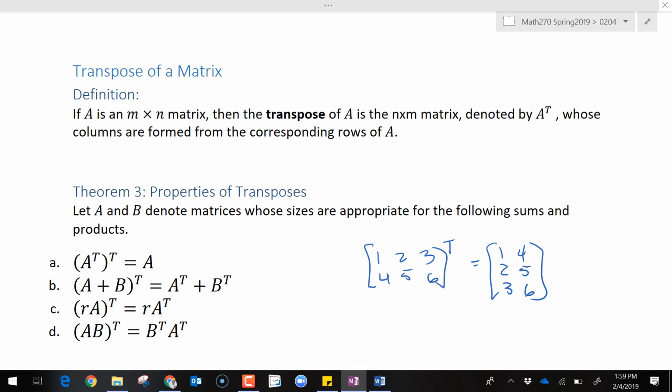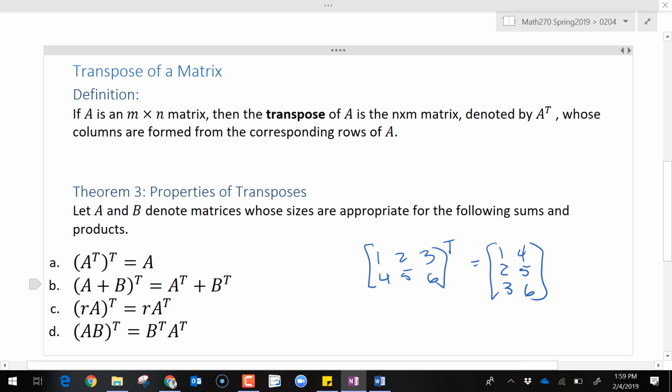The other properties are kind of weird. Not weird, but might not be so expected. The transpose of a sum is the sum of the transposes. And if you're taking the transpose of R times a matrix, it's like taking the transpose of the matrix first and then scalar multiplying by R. You can see that when you distribute the R to everything, you just take it all out. So it doesn't matter what the shape of A is anyways.